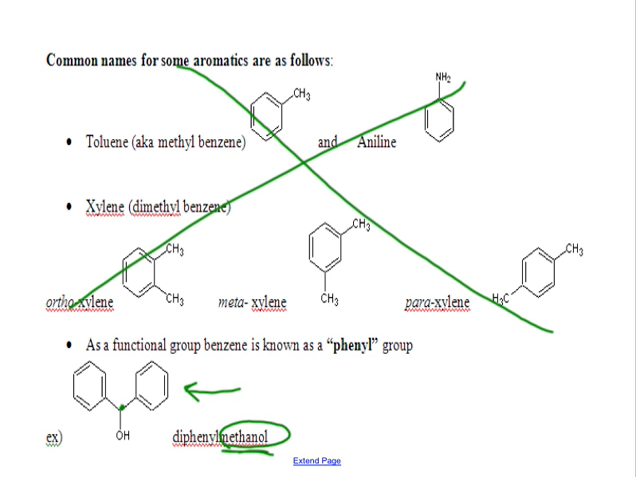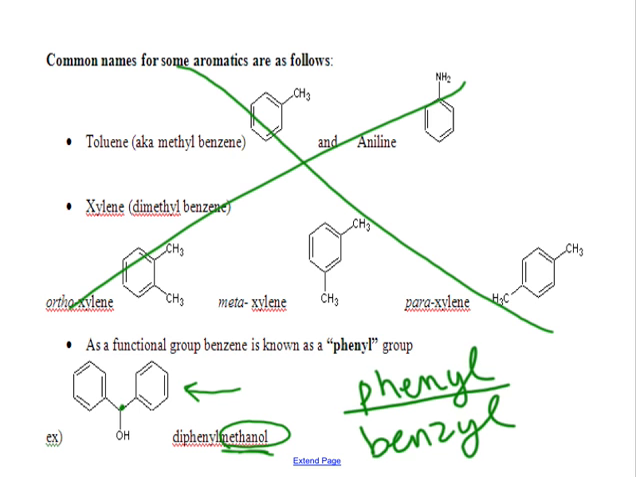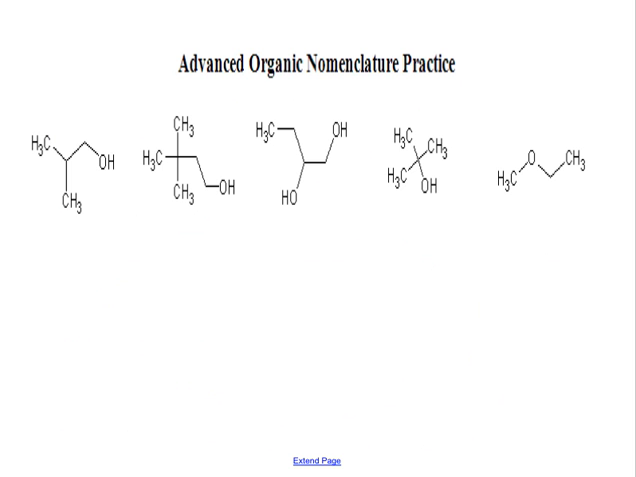So there's one of two things you can call these. A benzene as a substituent can be called a phenyl, and I've also heard it called a benzyl. I really don't care which one you use. This one is the one I learned. That's the most common one, probably the most recognizable one. So that would be a diphenyl methanol. See that? Okay. So let's practice naming.